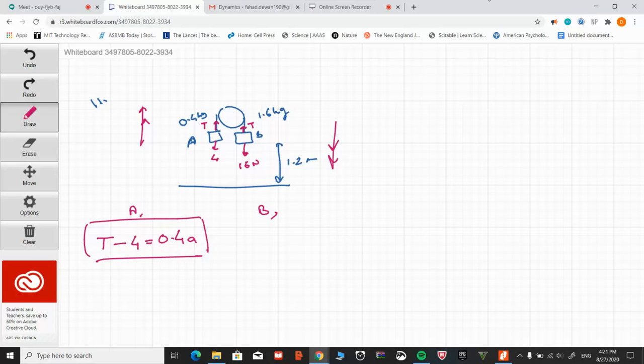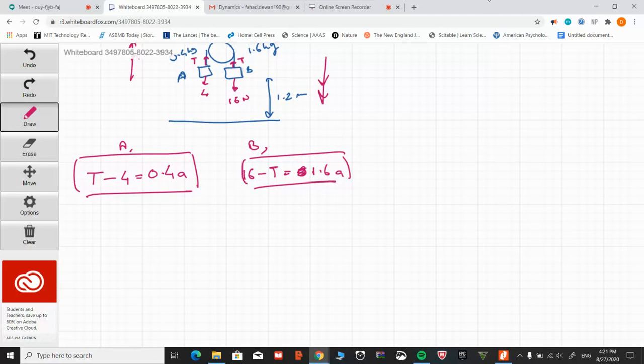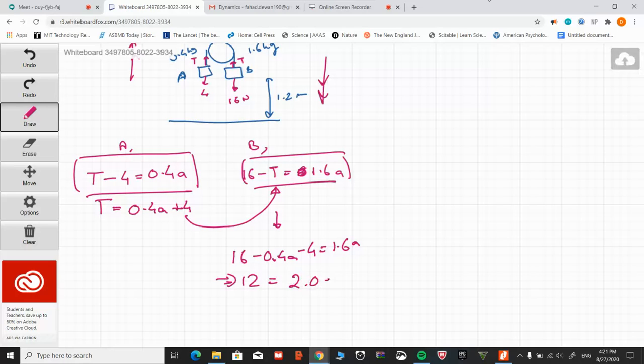The second equation is for particle B, and it's moving down. So 16 is bigger than T, and 16 minus T is equal to mass into the acceleration. The next thing you have to do is solve these simultaneously to figure out the tension and the acceleration, both of which will be needed in the next questions. Now T is 0.4a plus 4. You have to plug this in here, and when you do, 16 minus 0.4a minus 4 is equal to 1.6a. This is 12 is equal to 2.0a, and when you do the math, acceleration is 6 meters per second squared.